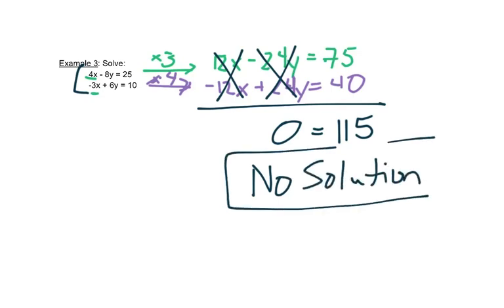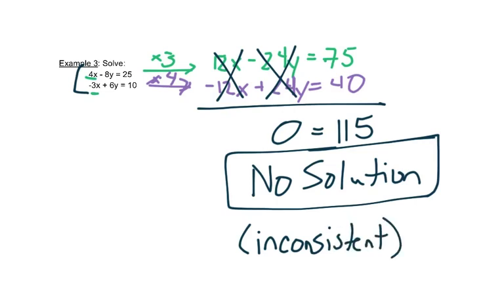Again, in the language of our beginning section, this means this is inconsistent. There is not an x and a y that makes both of those equations true at the same time. One more.